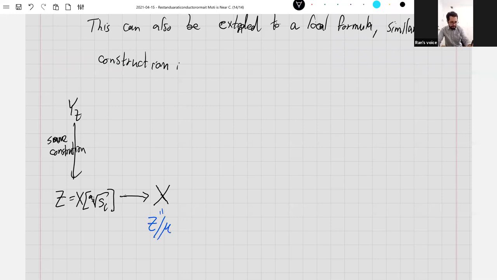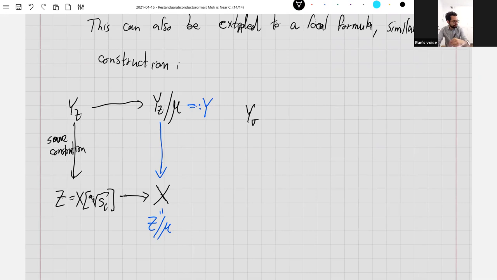And then if I take Y_Z mod mu, the group, then I get a covering of X. And here, let's denote it by Y in this case. And here, Y sigma is described again with D1 tilde plus D2 tilde, which are similar descriptions. So everything holds and they are smooth.